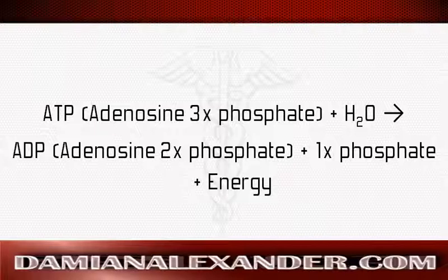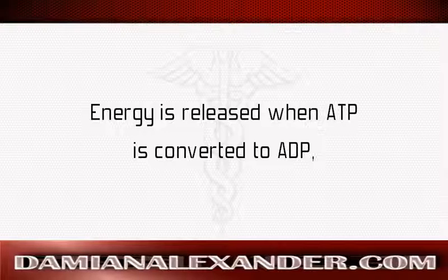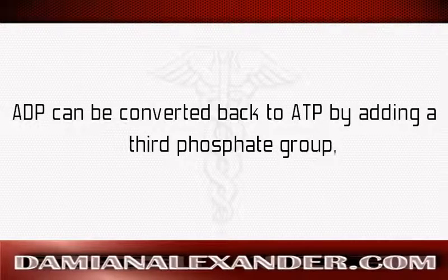ATP, adenosine with 3 phosphate groups, is hydrolyzed into ADP, adenosine with 2 phosphate groups, plus 1 phosphate group and energy. Energy is released when ATP is converted to ADP. ADP can be converted back to ATP by adding a 3rd phosphate group.